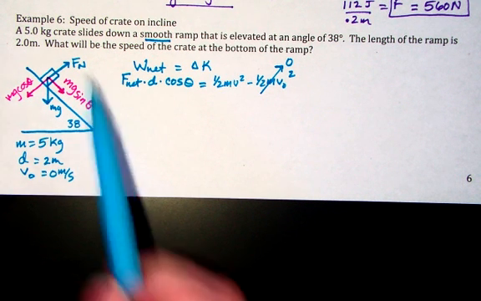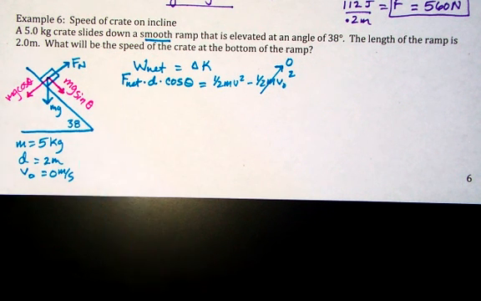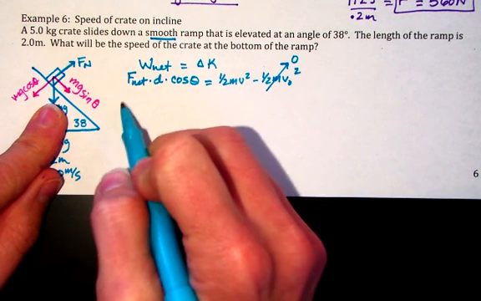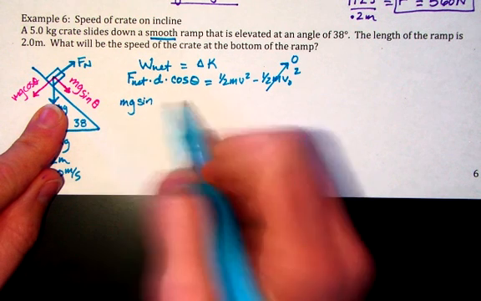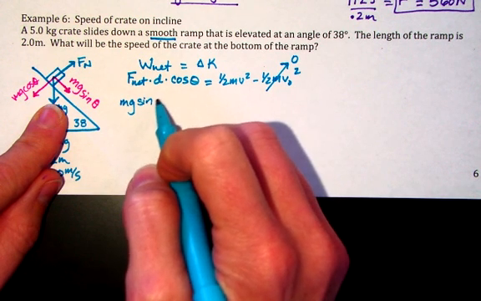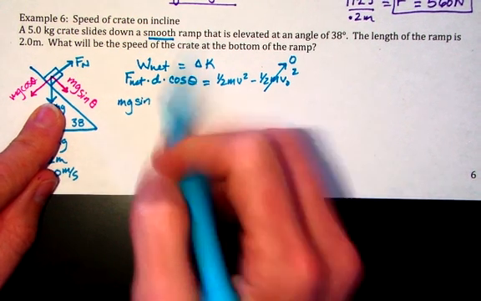Let's take a look at our diagram. And what is the net force on our diagram? By looking at the diagram, not numbers, mg sine theta is our net force. Is everybody good? So this is the force causing the block to actually slide down this smooth ramp.